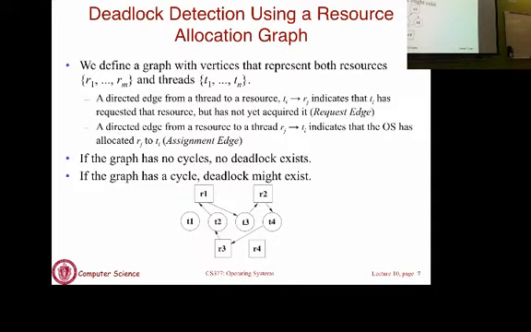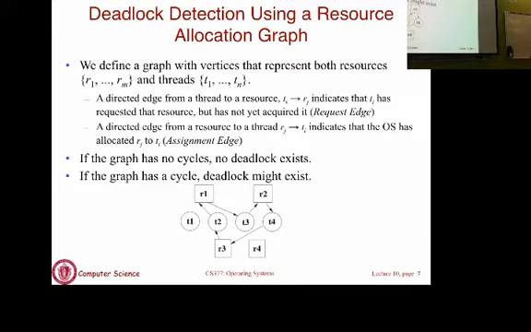Are we only talking about locks, or does this also apply to something like semaphores? This will apply to any synchronization. Just for simplicity, we will pick one because it's easy to understand. It doesn't matter what the synchronization is, but we will just assume locks, but it will apply broadly to any synchronization.